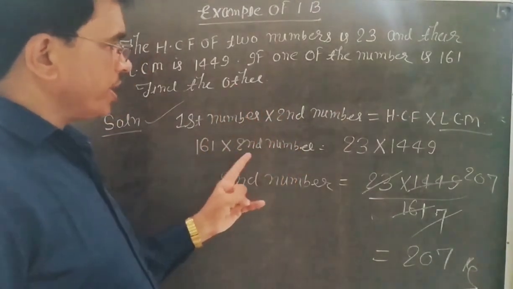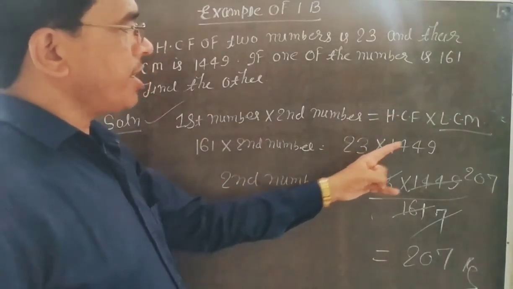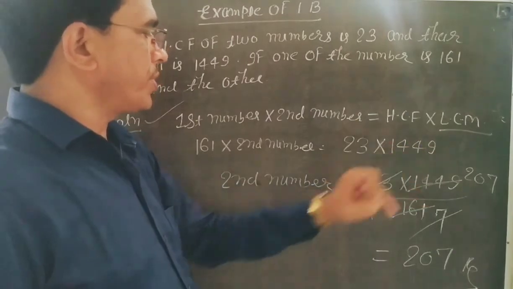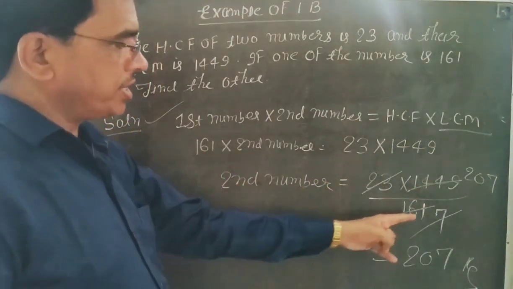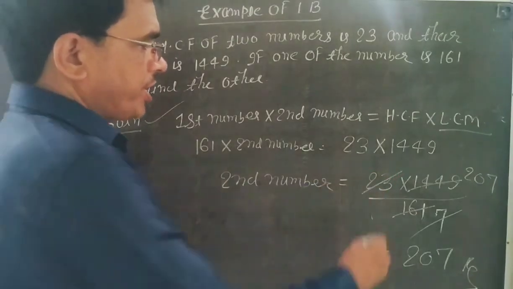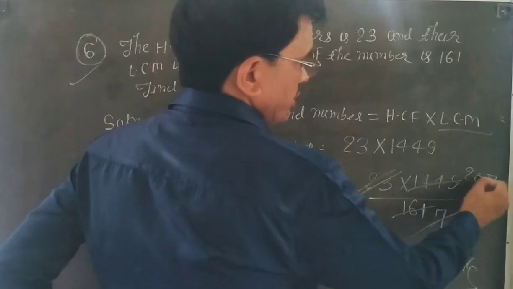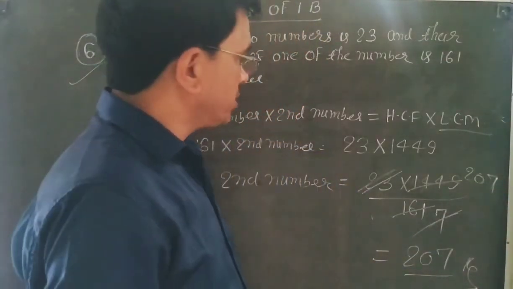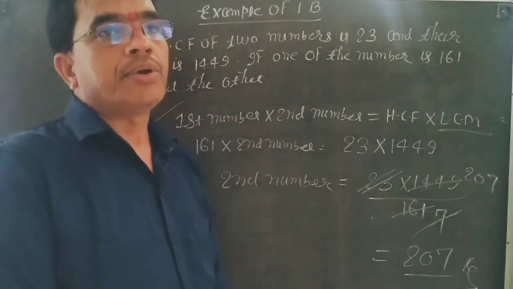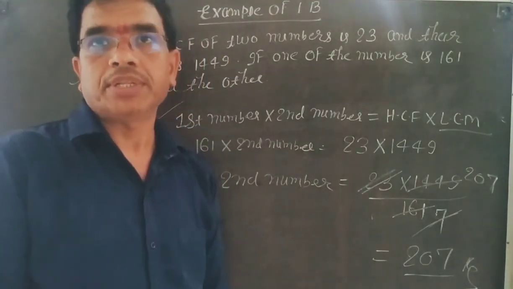So 161 into the second number is equal to 23, that is the HCF, into the LCM, that is 1449. Then what is the second number? Divide by this 161. So 23 times 7 is 161, and 7 times 2 is 14, and so on, then you get 207. It is the second number when HCF and LCM are given and one number is given. That's all.